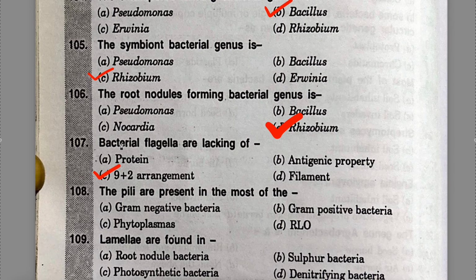arrangement. So bacterial flagella consist of what? They consist of 4 main structural units. One is filament, second is hook, third is rod, and the fourth is basal body. Okay.